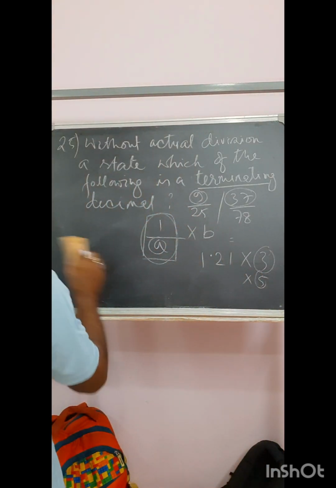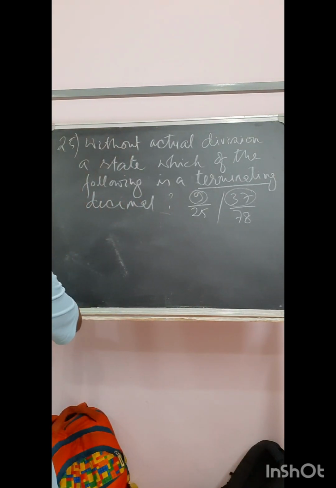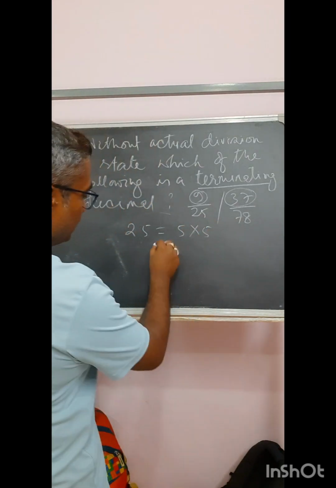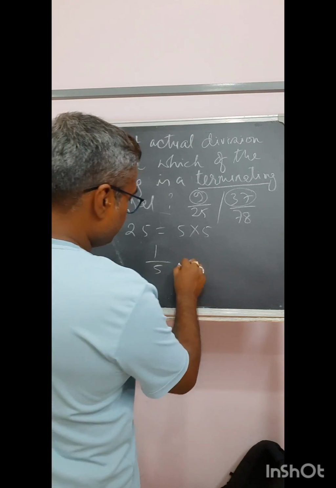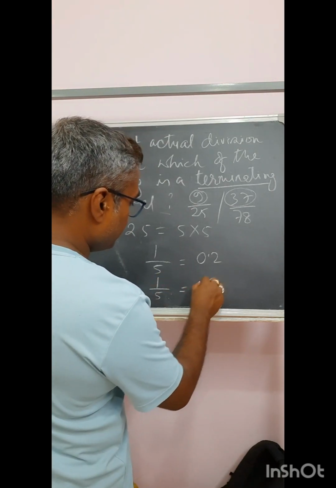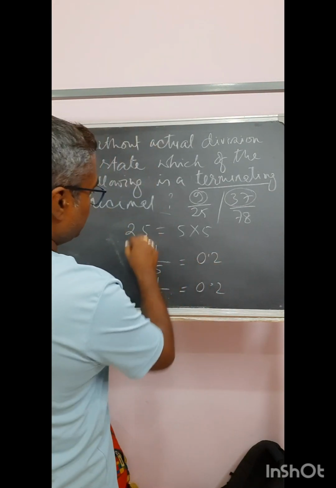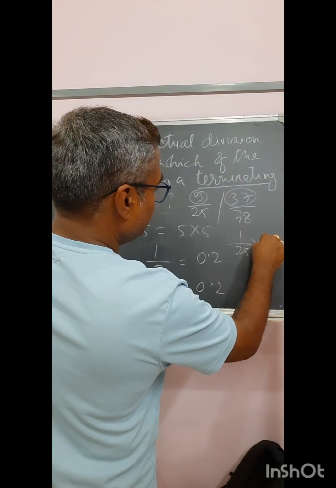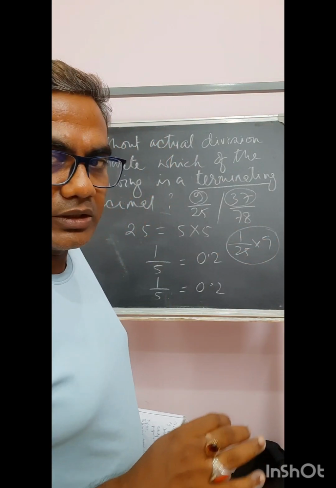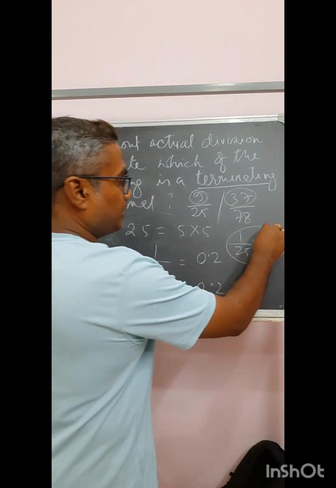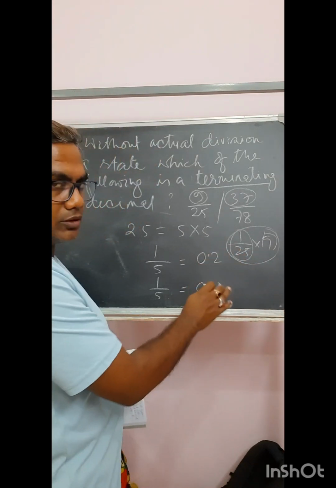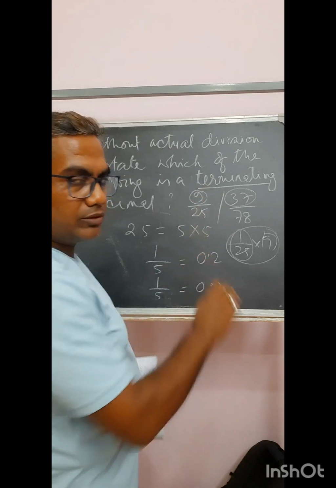So how will it decide? Now if I take the numbers, the prime factorization of 25 is 5 into 5. So 1 upon 5 is a terminating one, 0.2, and 1 by 5 multiplied by any number will also be terminating. So if I can decide that 1 upon 25 is terminating, then straightaway I can say 9 upon 25 is also terminating.